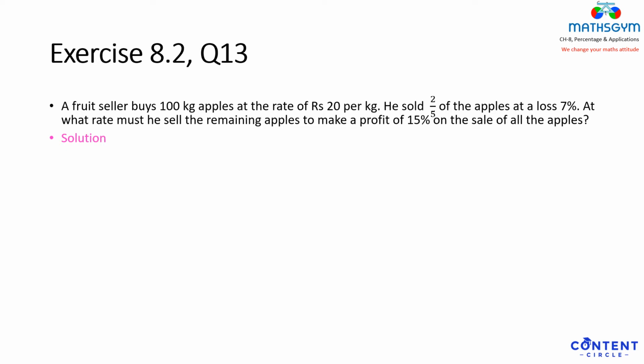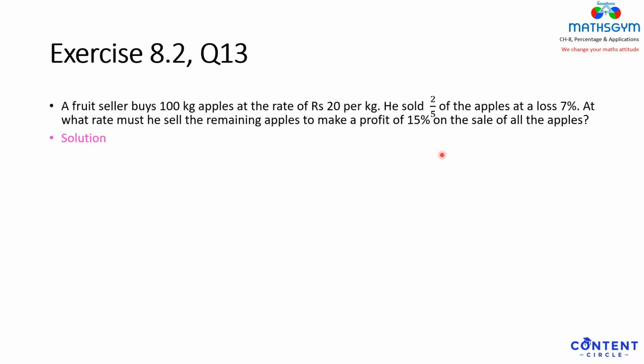The question says, a fruit seller buys 100 kg apples at a rate of 20 per kg, and he sold 2/5 of the apples at a loss of 7%. At what rate must he sell the remaining apples to make a profit of 15% on the sale of all the apples? This is an important point to note, the last portion of the question.